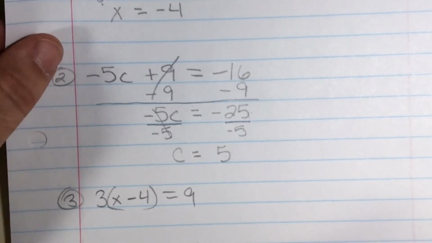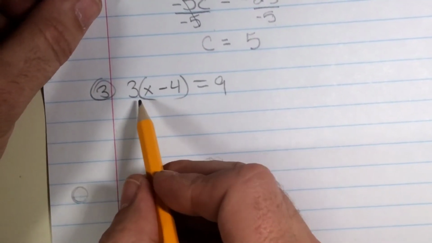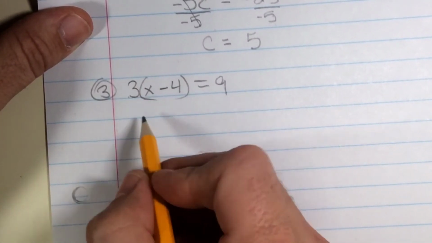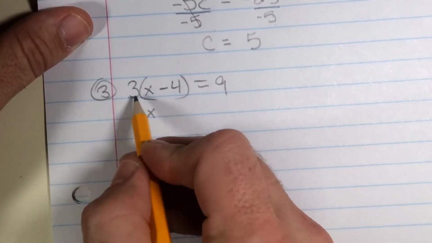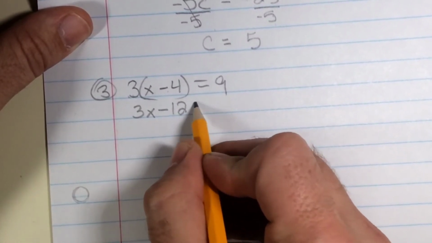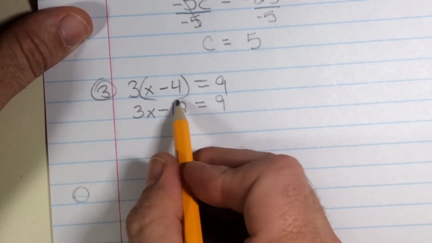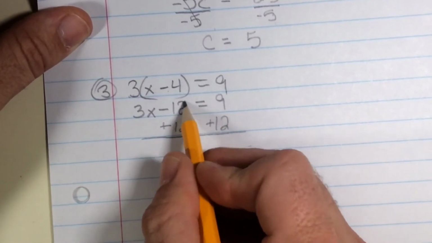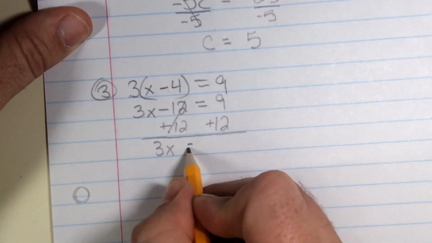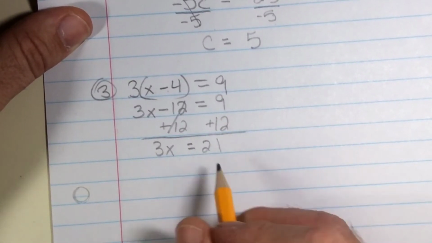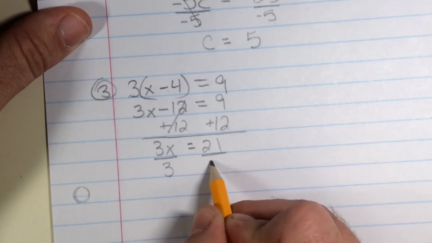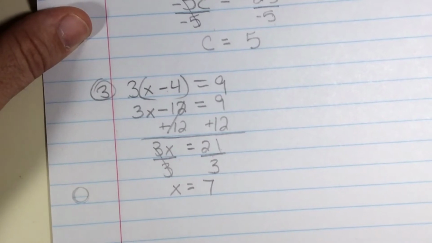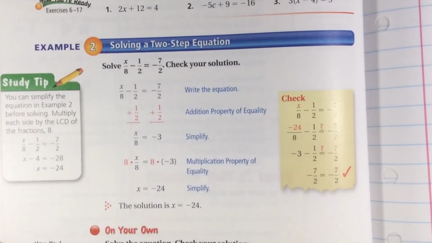C equals positive 5. On this, we are going to use the distributive property first. Remember, we multiply 3 times each term inside. 3 times x is 3x. 3 times negative 4 is negative 12 equals 9. Now we get rid of the subtraction by adding 12 to each side. Leaves me with 3x over here, and 9 plus 12 is 21. Now I divide by 3, and x equals 21 divided by 3 is 7. X equals 7.